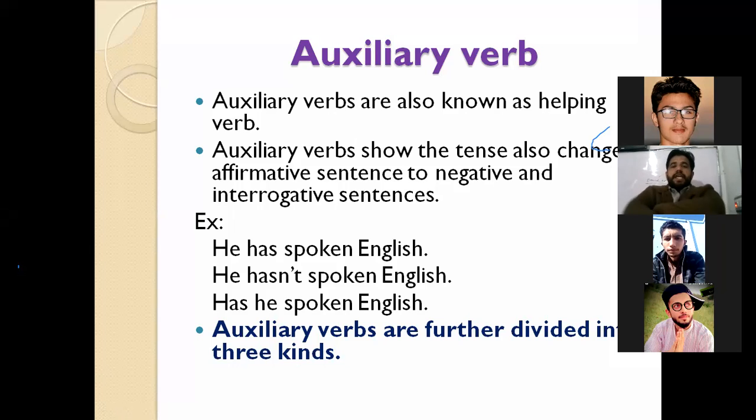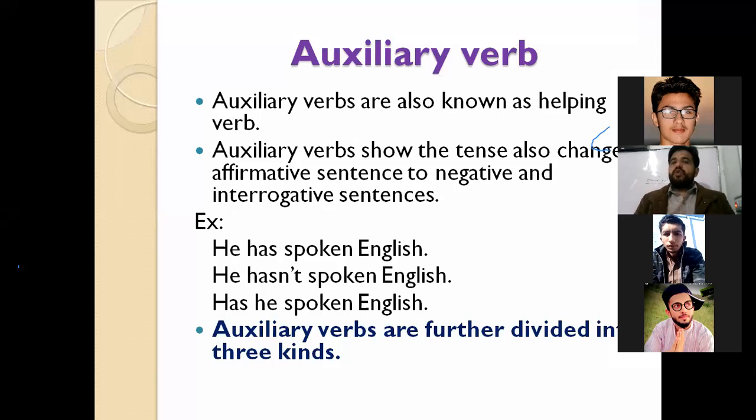Like we have an example, he has spoken English. So which tense is this? It tells us which tense it is. So we can understand from the helping verb, he has spoken English, it's present perfect tense. But if I write had instead of has, then the tense is changed. Then it shows us past perfect tense. So whenever you change the helping verb in a sentence, it shows you a different tense.